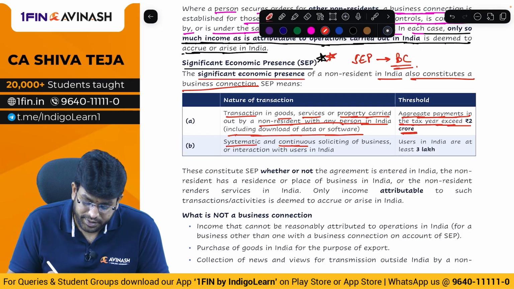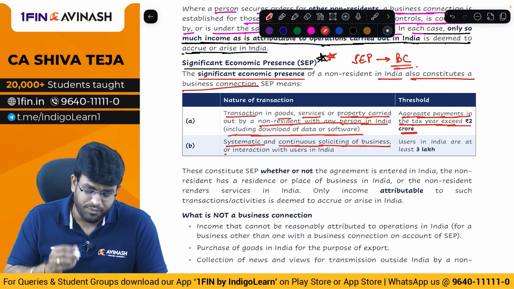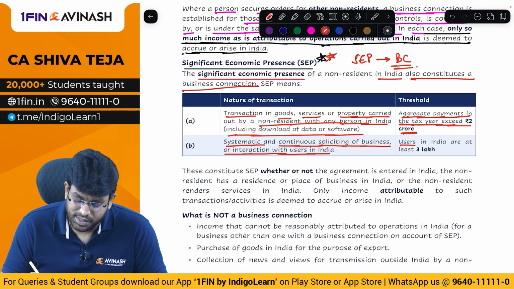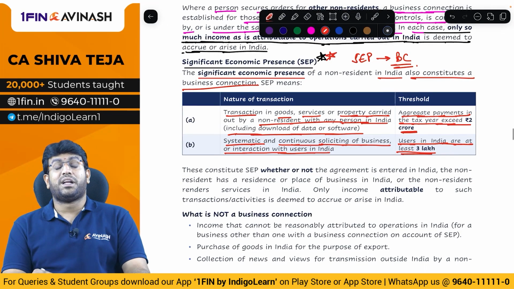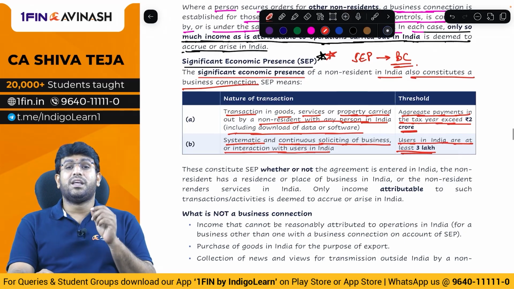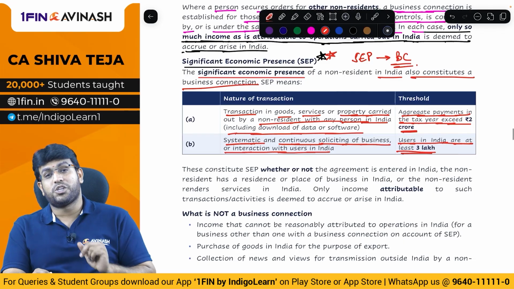Systematic and continuous soliciting of business. Soliciting means procurement, asking for business, or interaction with users in India. Users in India are at least 3 lakh rupees. Then also we say that a non-resident has significant economic presence. And if there is significant economic presence, it is treated as a business connection.